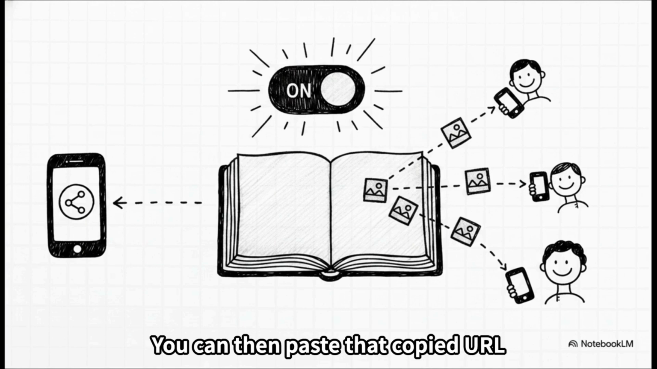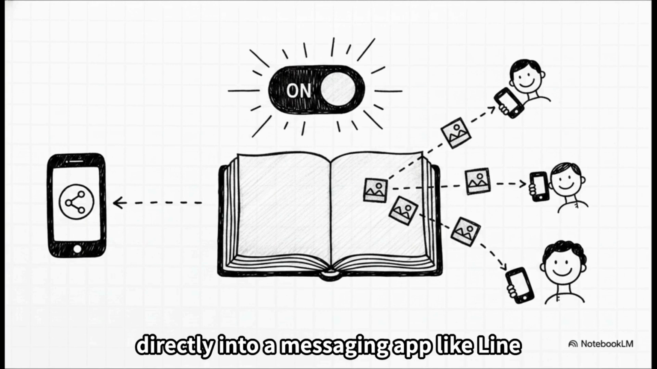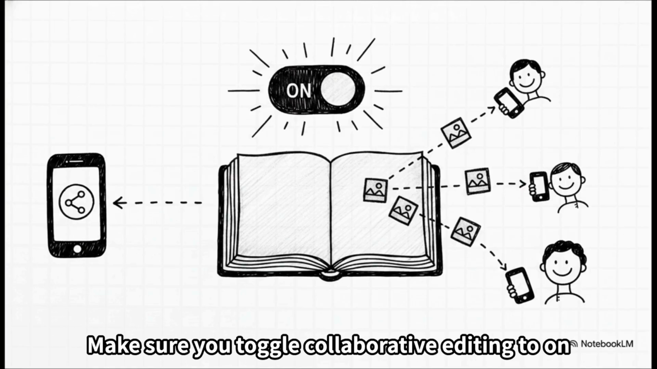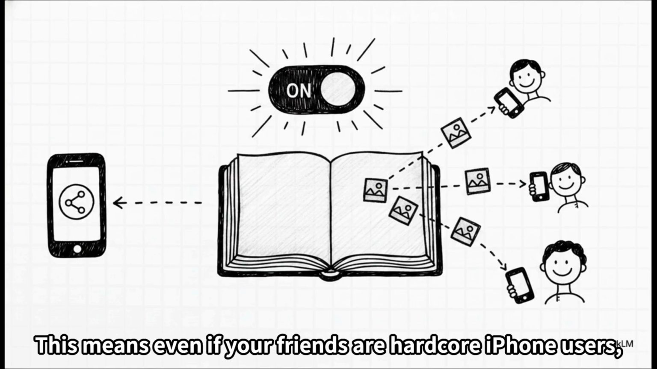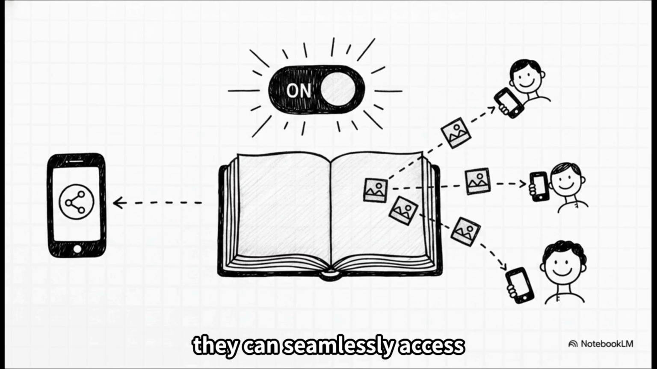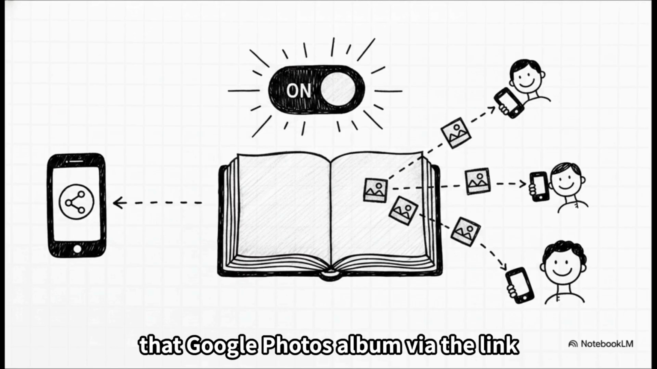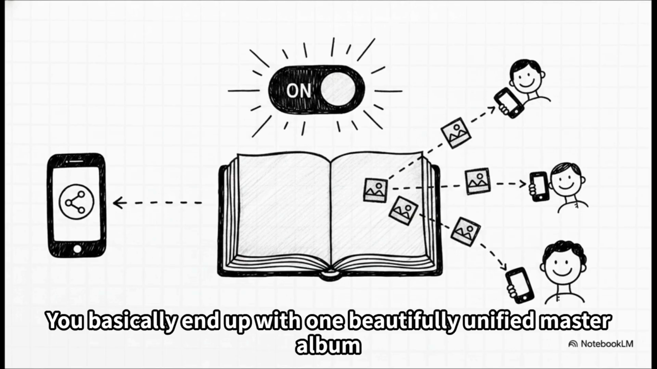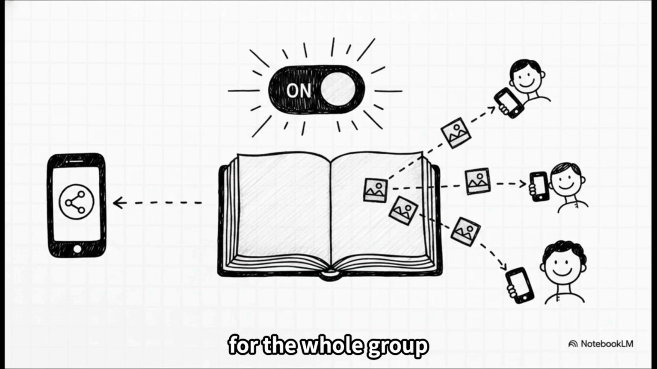You can then paste that copied URL directly into a messaging app like Line to send to the group chat. But wait, here is the absolutely crucial step. Make sure you toggle collaborative editing to on. This means even if your friends are hardcore iPhone users, they can seamlessly access that Google Photos album via the link and upload their own pictures from the trip. You basically end up with one beautifully unified master album for the whole group.